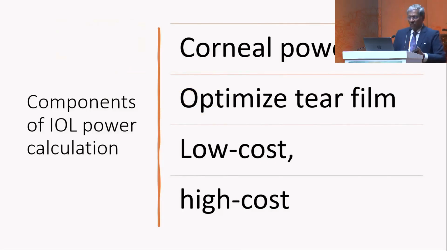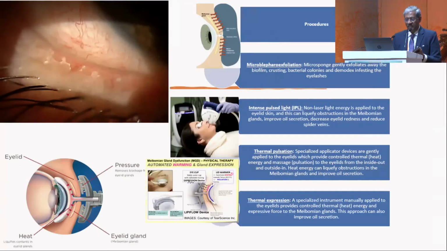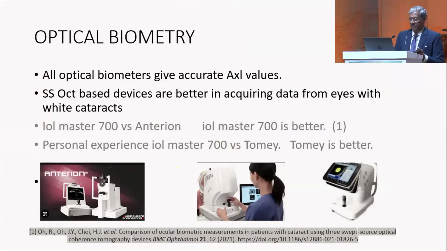The first step to get good power outcomes is to optimize the cornea and the tear film, and we have some low-cost options. This particular instrument is a warmer which heats up the lid, and it's got safety controls inside, and it was designed by an AIOS alumnus. We also advise lid scrubs and preservative-free artificial tears 4 times a day. We also have very high-tech options for this, like intense pulsed light therapy and thermal pulsations. So we have high-tech options to optimize the corneal surface.